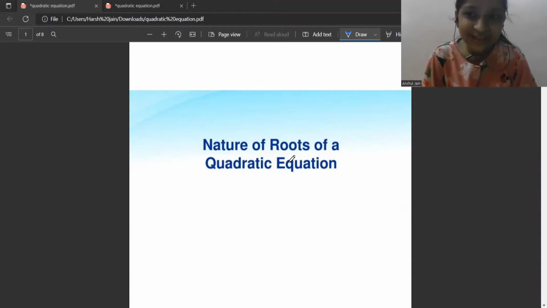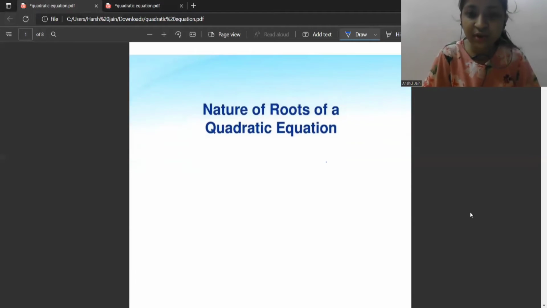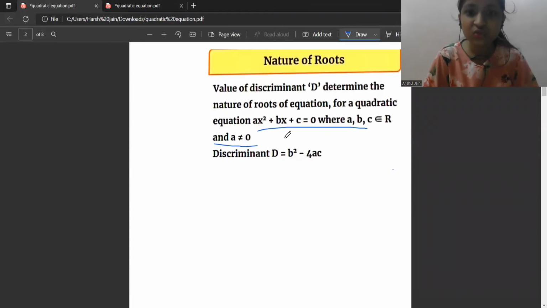An equation of the form ax squared plus bx plus c equals 0, where a, b and c are real numbers and a is non-zero. Because if a is 0, then the equation becomes a linear equation, not a quadratic equation. That's why we take a as non-zero, right? So this is the equation written here, the quadratic equation, right?